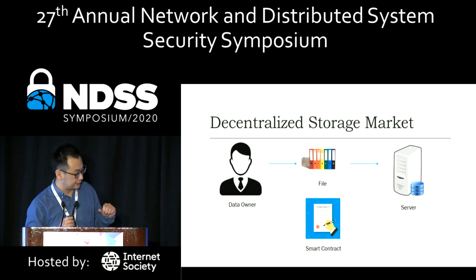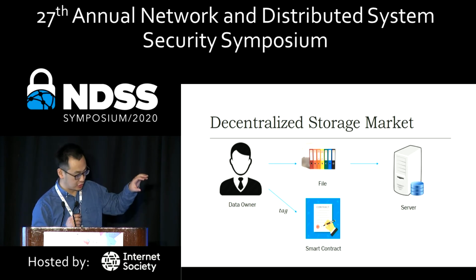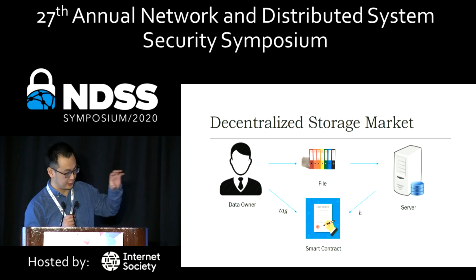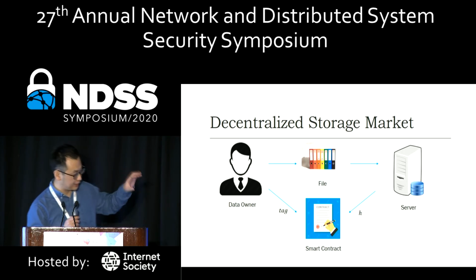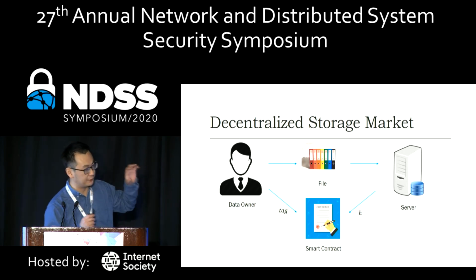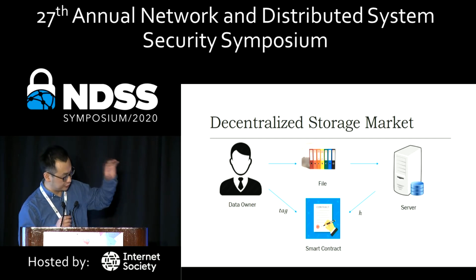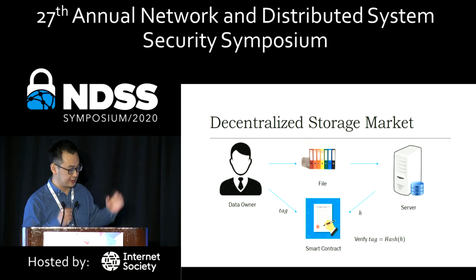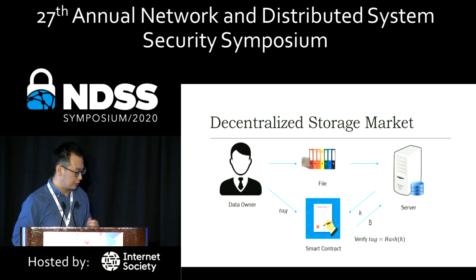Okay, so it can be used in the decentralized storage market. In the decentralized storage market, the data owner will generate the tag in the smart contract, and the prover, after storing for a specific time period, will give a hash value of all the PORs he computed. And the verification is to check whether the tag equals the hash value, which is extremely cheap. Okay, so the smart contract will, according to the verification result, give the reward to the server.